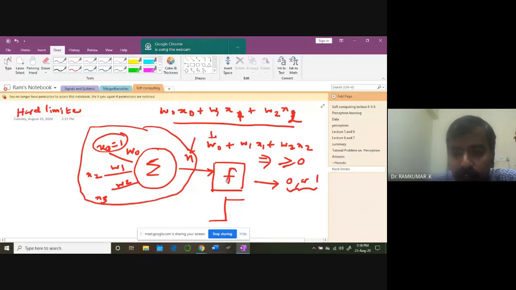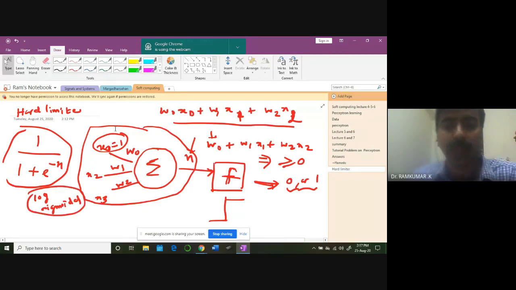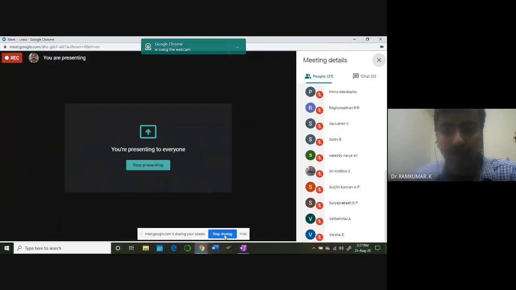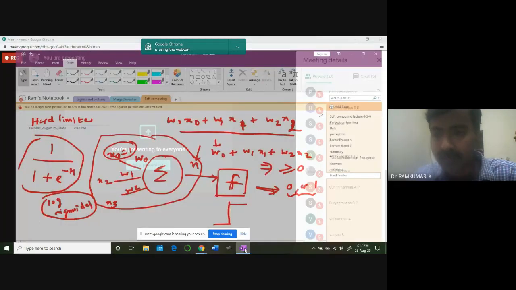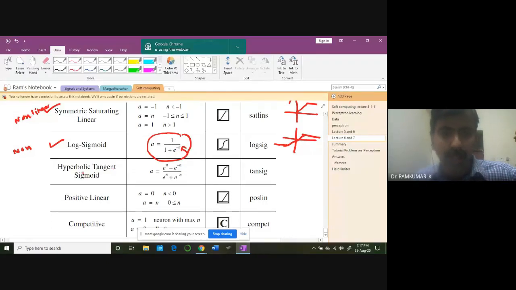That you are passing through that function. That function value is decided by what? What is this function now? 1 by 1 plus e power minus n. You understand this kind of function? You call it log sigmoidal. We'll learn more about this function later on, but just now get a feel of it. That's what I said by this function. This is the neural network, this is the combiner. Hyperbolic tangent, again, is more like this. Then it's called tan sigmoid, log sigmoid.